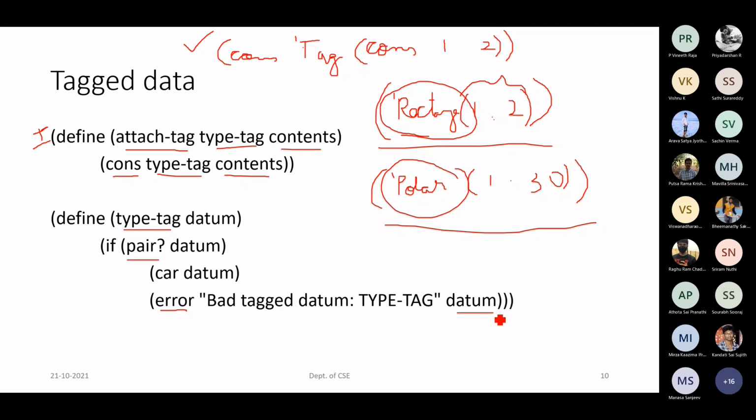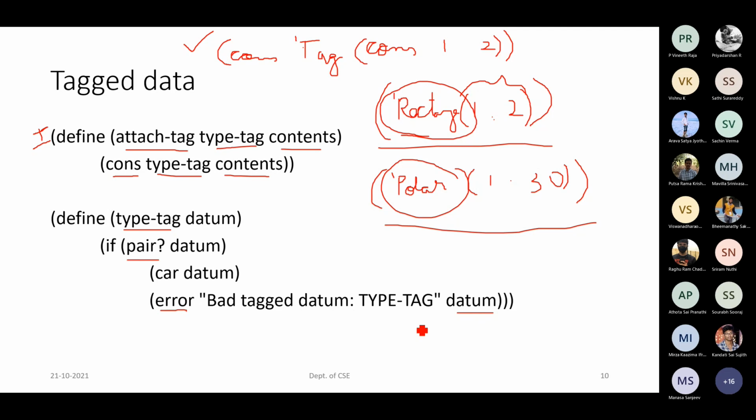So this is how the error syntax works. Content followed by the value. That can be done by using this error message. Okay, so by using this type tag procedure, we are going to extract the first portion of your complex number, which means it is just going to extract the tag part of it.